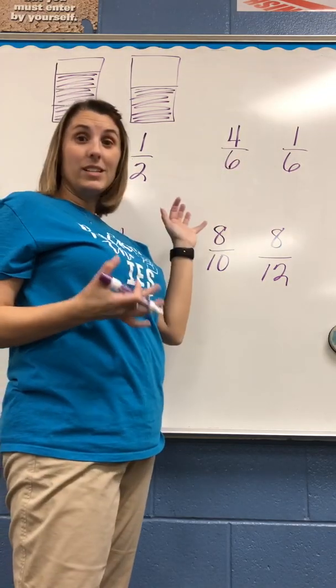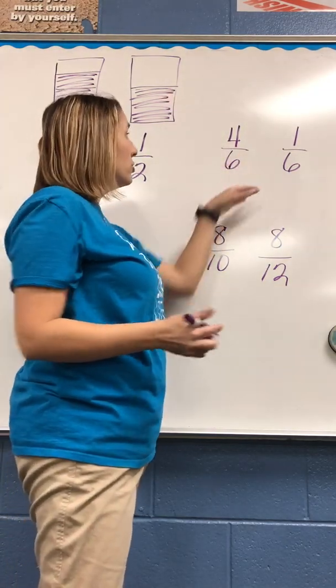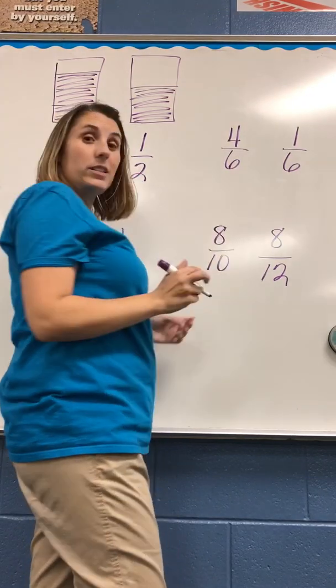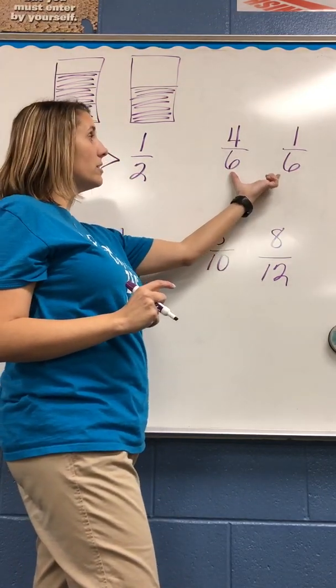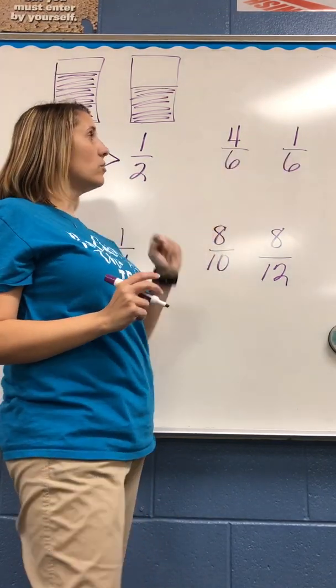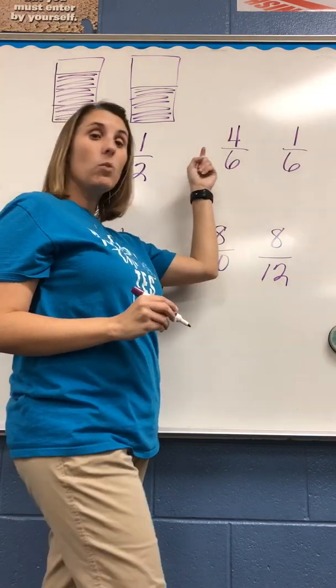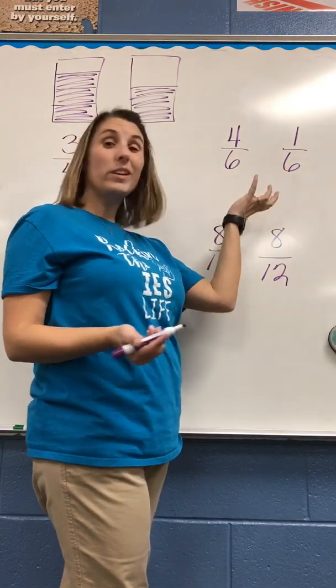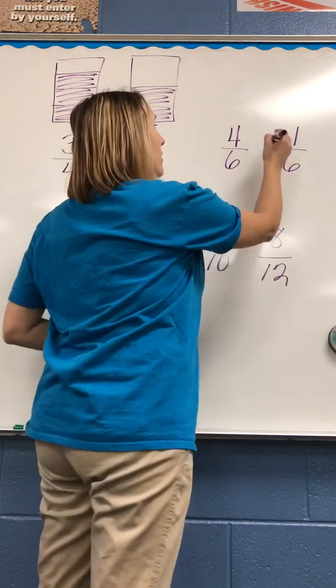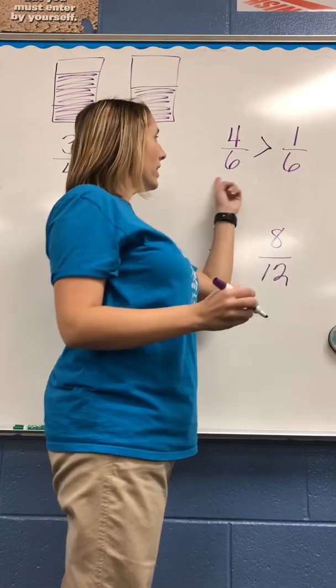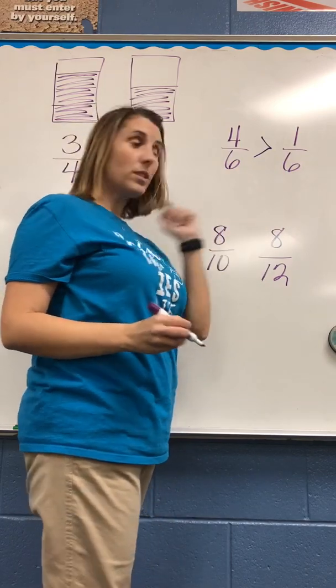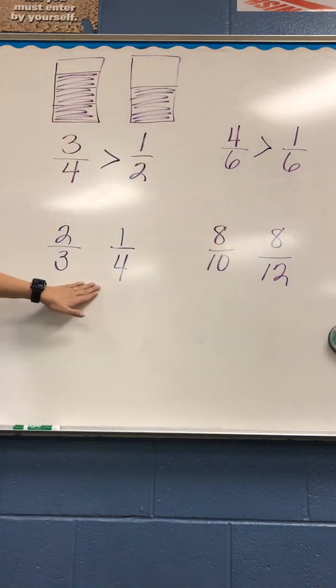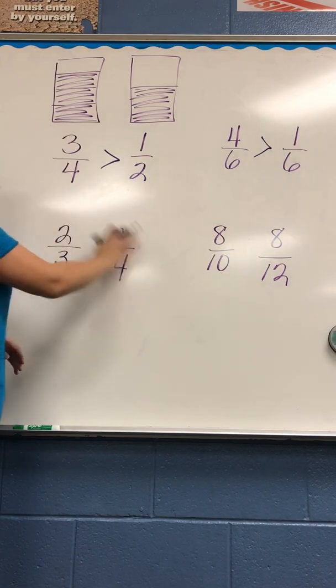If you didn't have a model to do, this one is pretty easy. These are both the same, so I just have to look at the numerators up here. Which would be more, if I had 4 out of 6 or if I had 1 out of 6? Well, easily, you can tell. 4/6 is greater than 1/6.